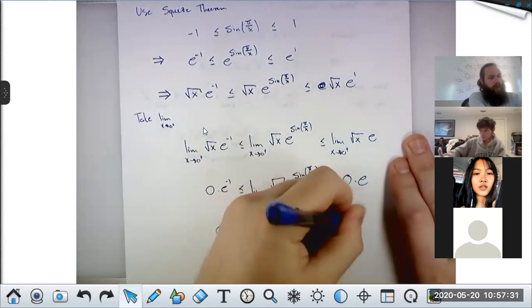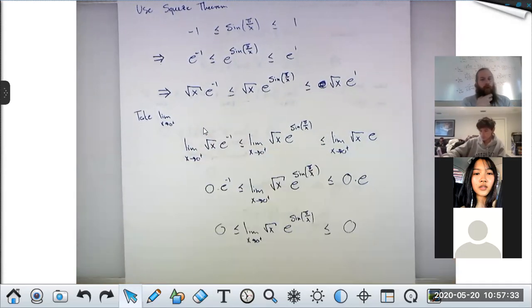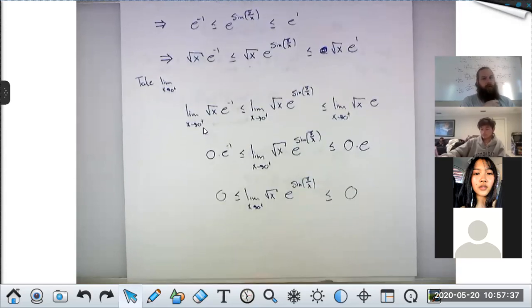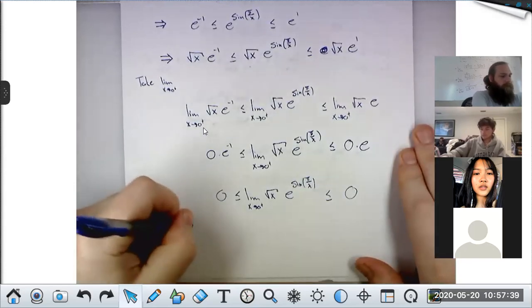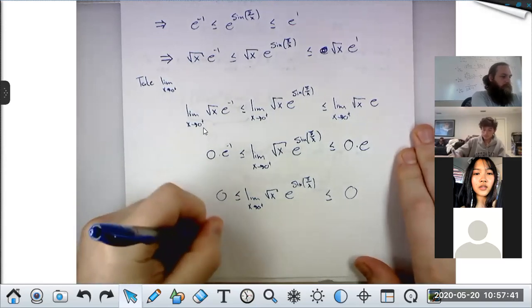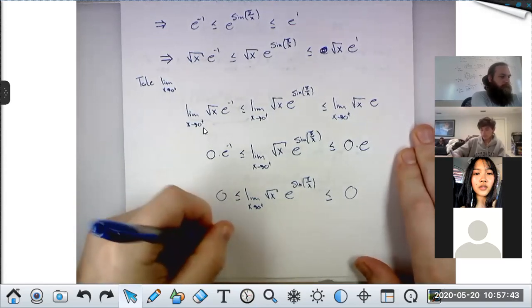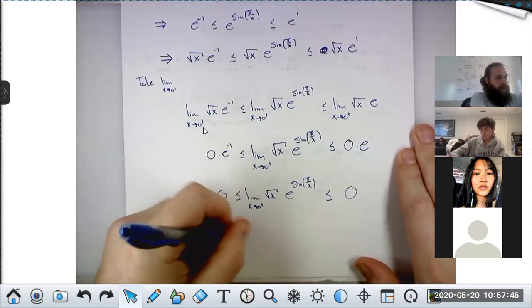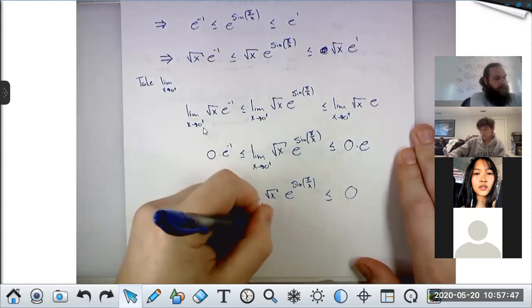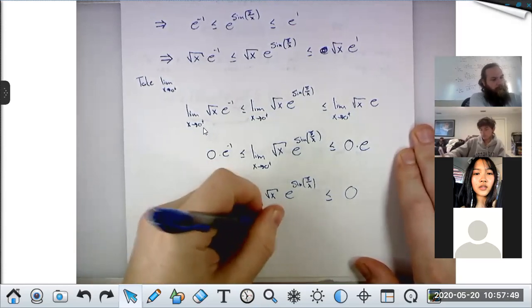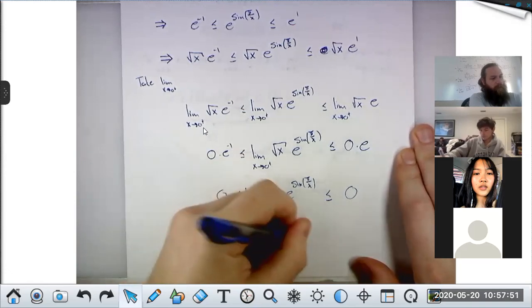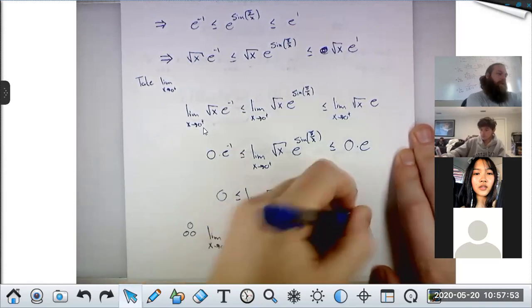And the limit I want is less than or equal to zero. And the only way to be both bigger than and smaller than zero at the same time is to be zero. Therefore, the limit as x approaches zero from the right of square root x e to the sine of pi over x equals zero by the squeeze theorem.